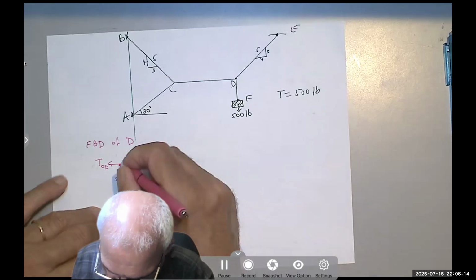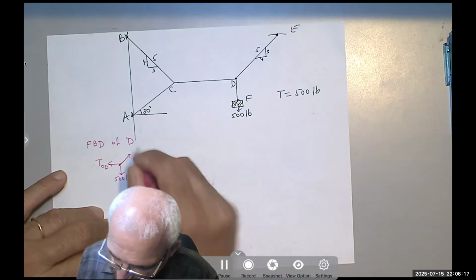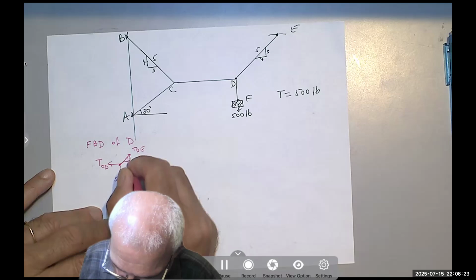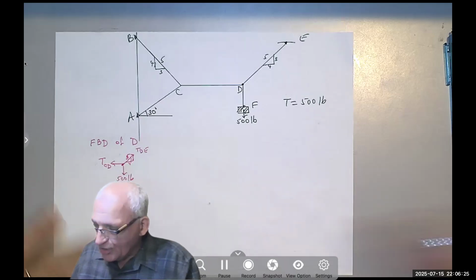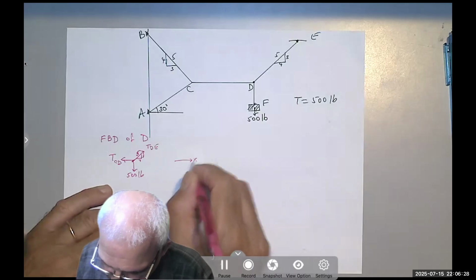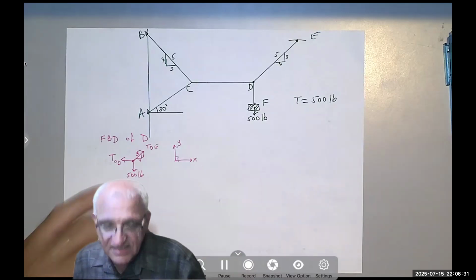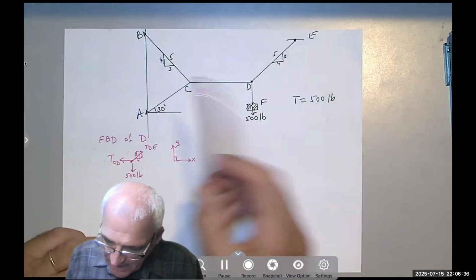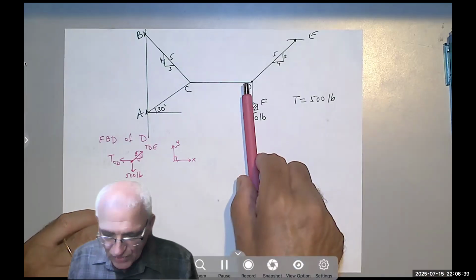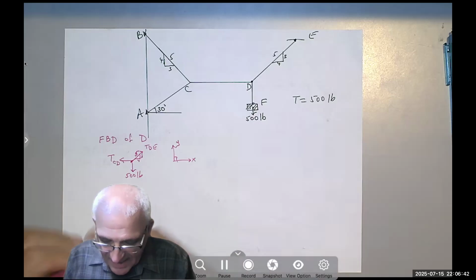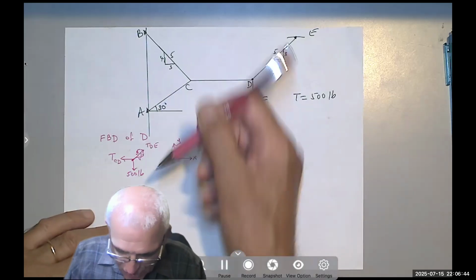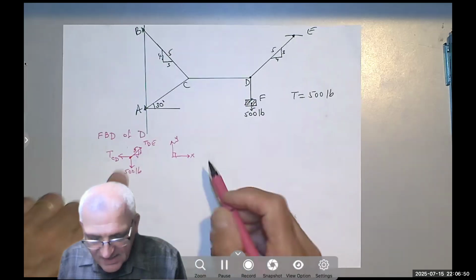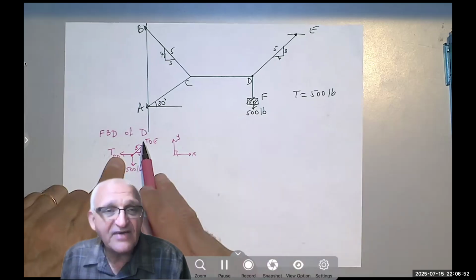It's like the previous problem, almost identical, but I have a tension DE, and I know only the slope. So here I have to show my X and Y. I use X as the horizontal and Y as the vertical, because I have a horizontal force and a vertical force. So it's easy. Because this force is known, and this only has X, both of these have X components.